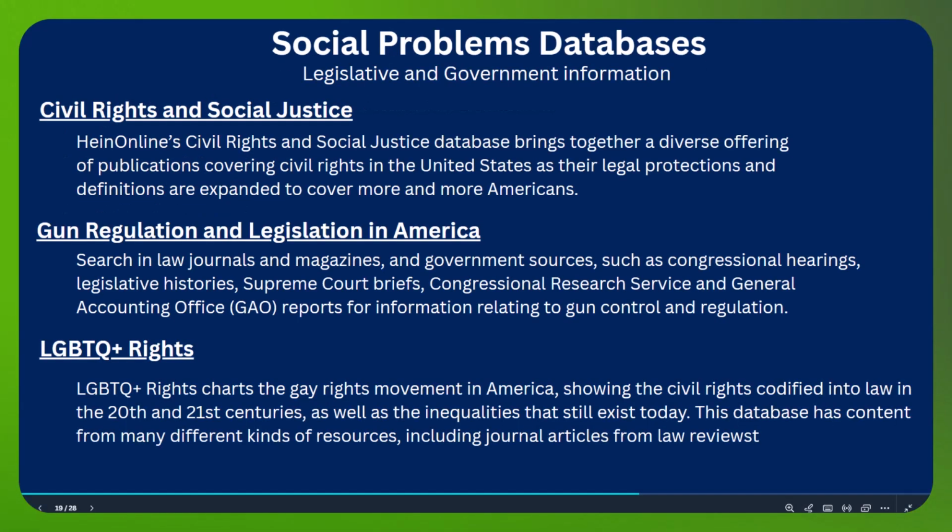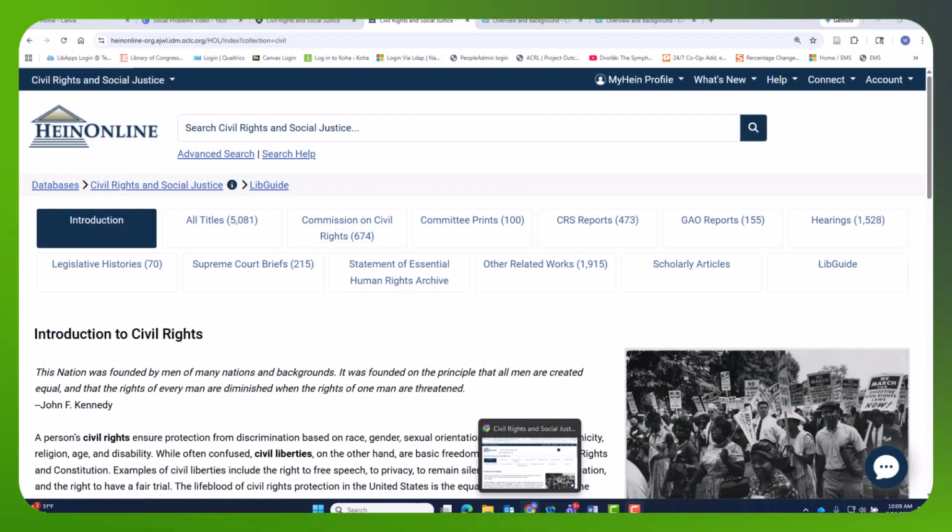The first one is called Civil Rights and Social Justice. Online's Civil Rights and Social Justice Database brings together a diverse offering of publications covering civil rights in the United States, such as scholarly articles, hearings and committee prints, legislative histories and landmark legislation, briefs from major Supreme Court cases, and publications from the Commission on Civil Rights.